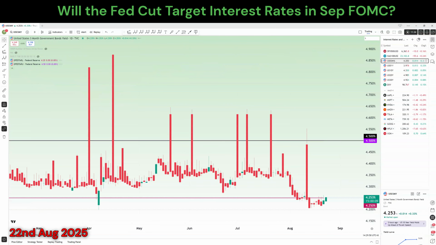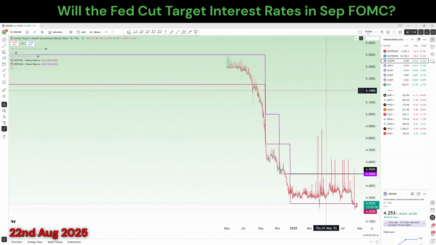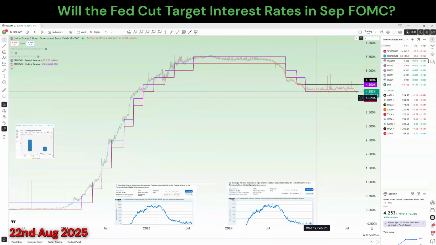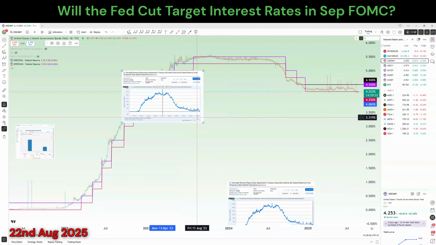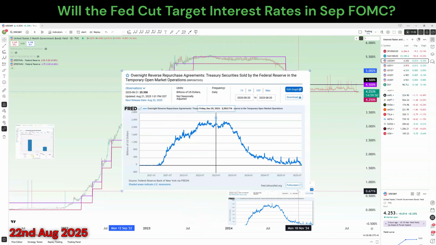And then there is this thing about the yield. If the market is so bad, or if governments around the world are dumping the treasuries, why is the yield not shooting up? And over here, I will tell you exactly why. This is the overnight reverse repo agreement, the balance sheet by the Federal Reserve.